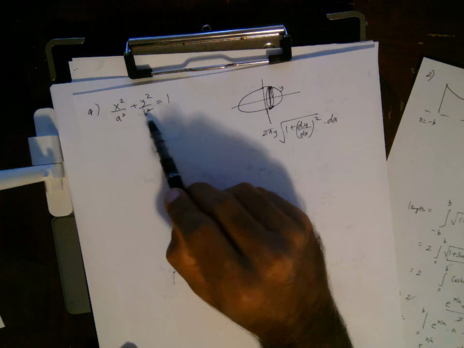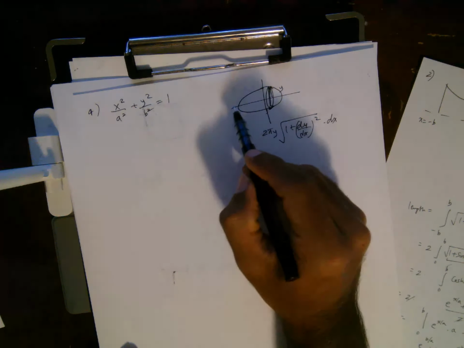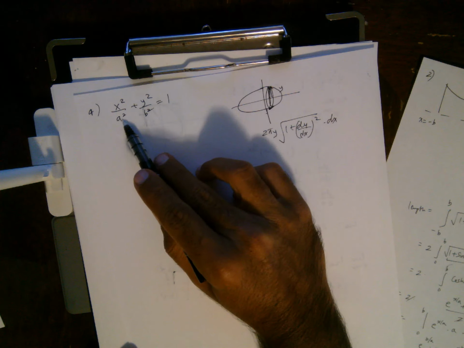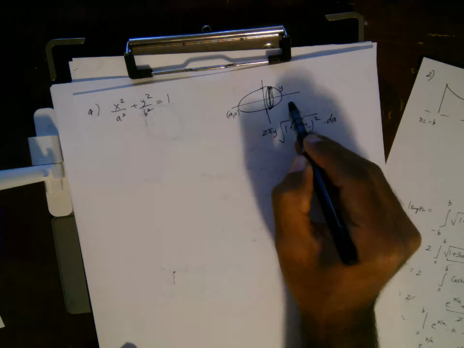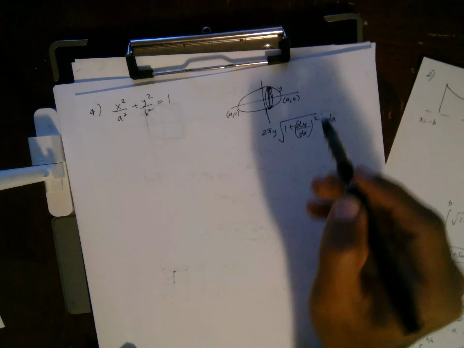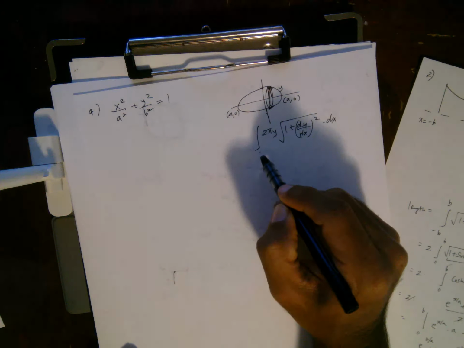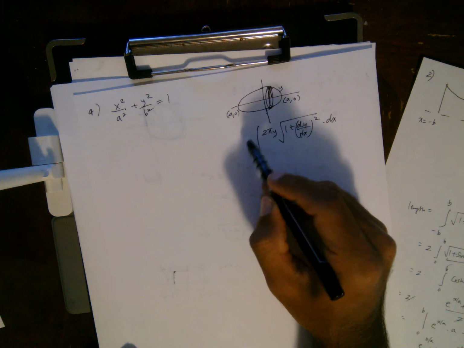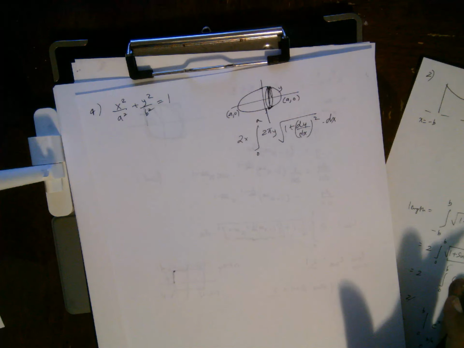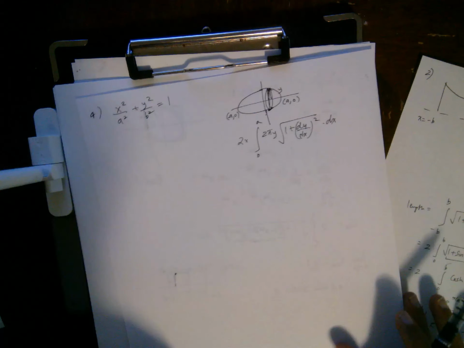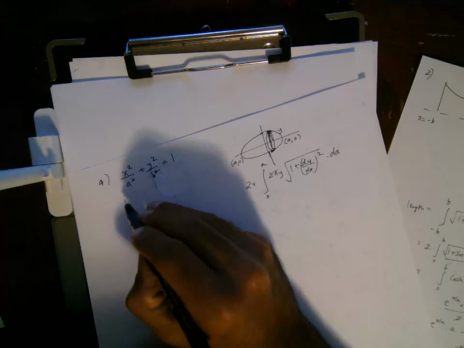You can quickly find the x-intercepts, which are going to be negative a and a. So our integral goes from negative a to a, or 2 times 0 to a, owing to symmetry. Okay, so now let's do the calculation part.